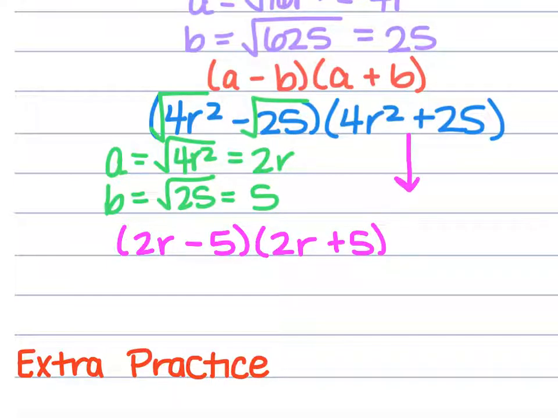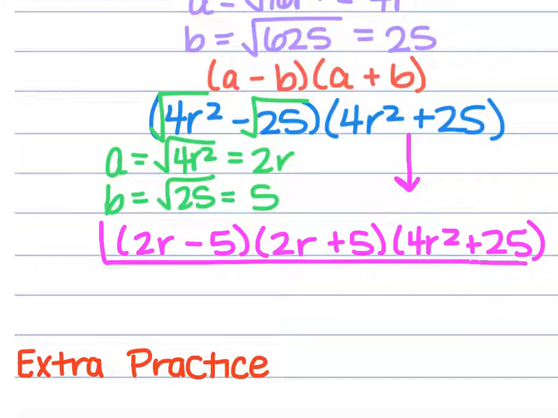And you remember you got to bring down that 4r squared plus 25. Remember, you cannot factor that 4r squared plus 25 because there's not a negative between those two terms. If there was a negative between those two terms, then you could factor. But since there's not, you cannot factor.